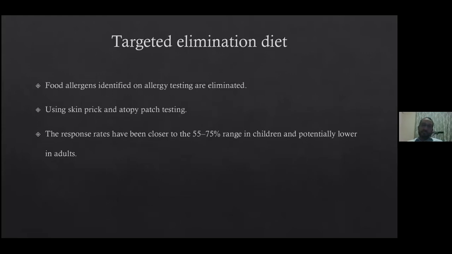Targeted elimination diet. Food allergens are identified by allergy testing using skin prick and atopy patch testing, and then eliminated. The response rate has been about 55 to 75%, in children, and potentially lower in adults.